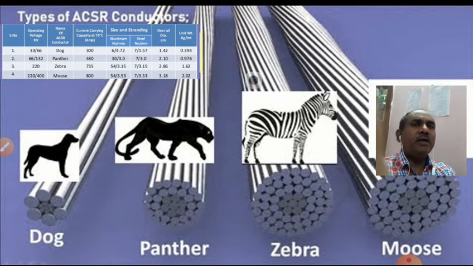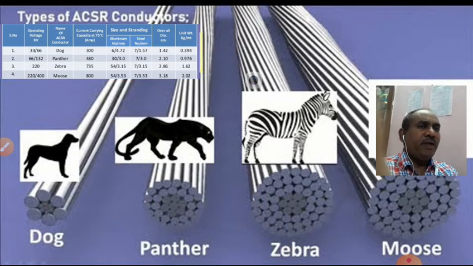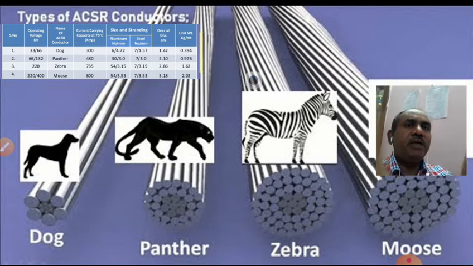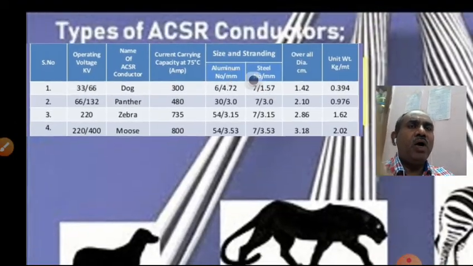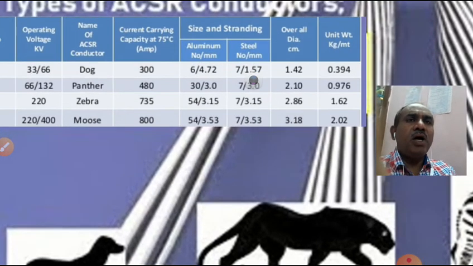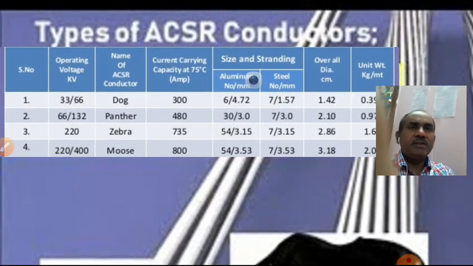That means here the dog conductor can be used for LT, panther is 11 kV, zebra is 33 kV, and moose conductor is for 132 kV line. So you can see a table also given, showing how many aluminum conductors and how many steel conductors. So we are going to observe here.